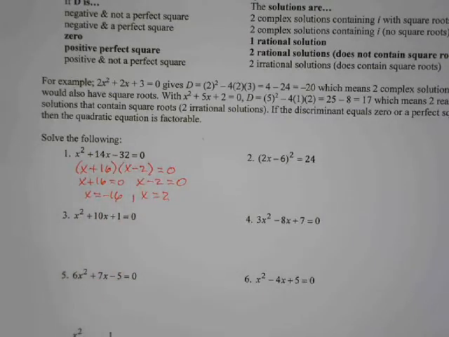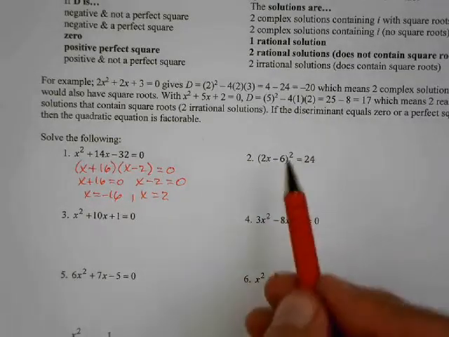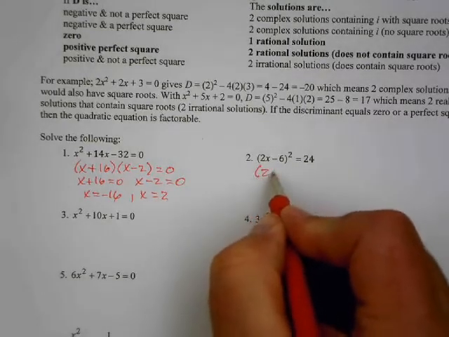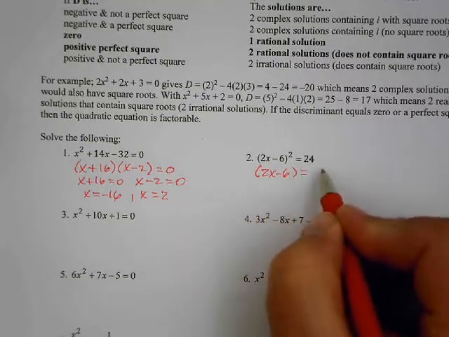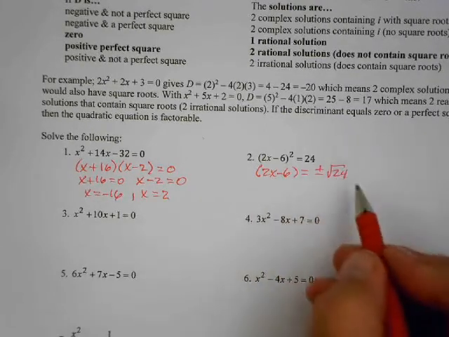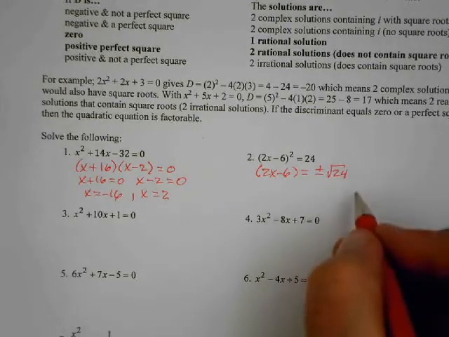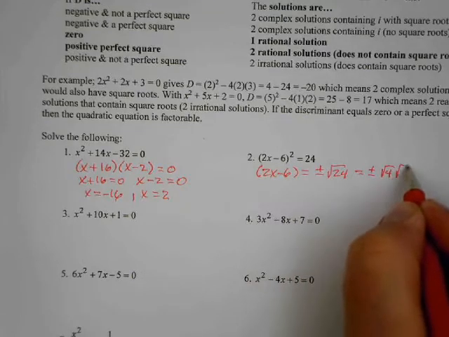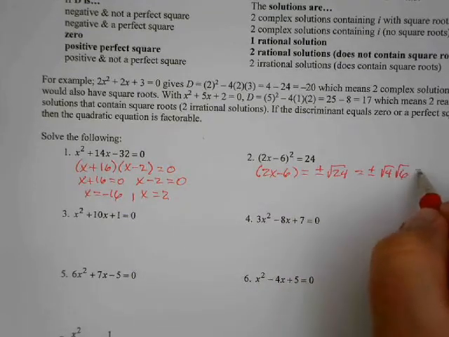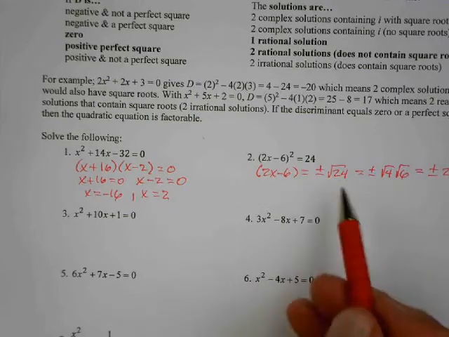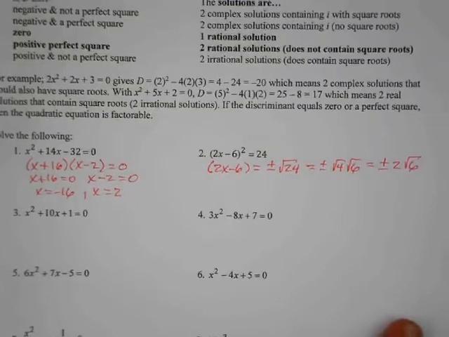Okay, here we have just two terms, one on each side. I could square root both sides. So 2x subtract 6 equals plus or minus, got to do that plus or minus, the square root of 24. 24 has a square in it, basically 4 times 6. And the square root of 4, of course, is 2. So I can simplify the root 24 into plus or minus 2 root 6.